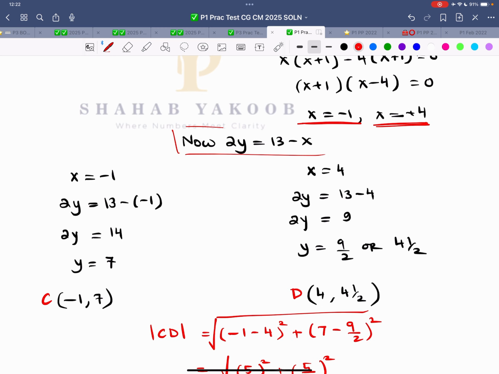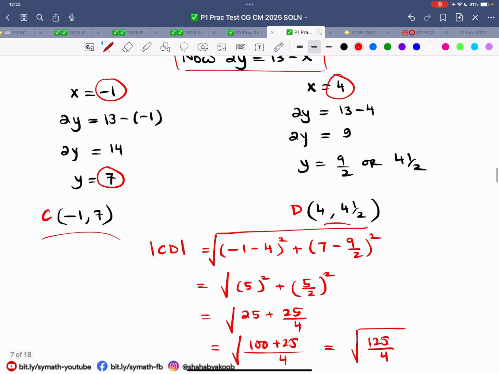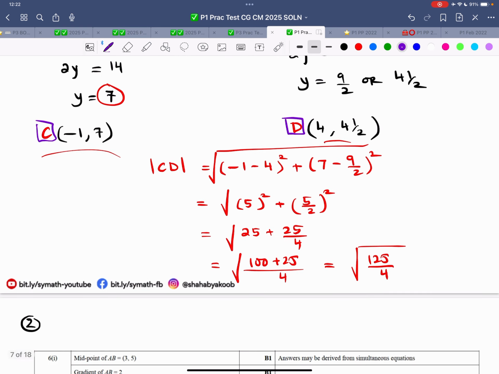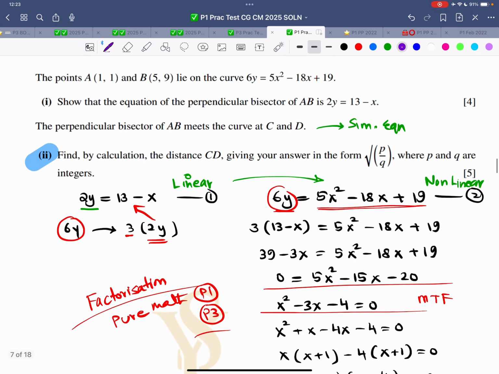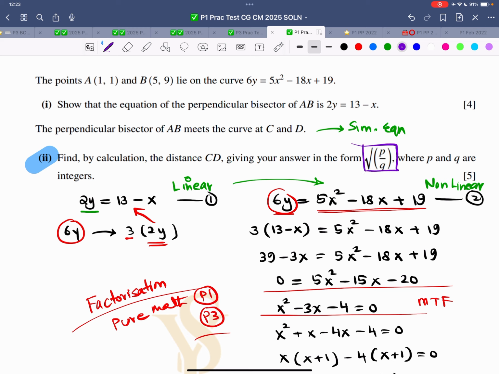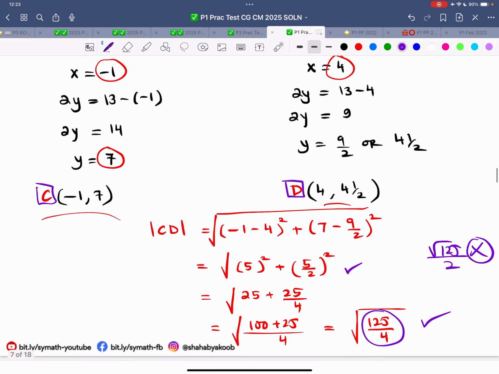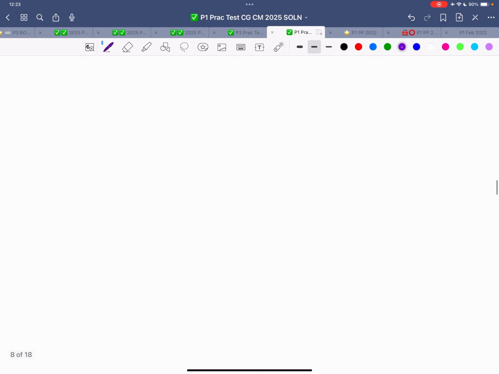Now we have this equation, plug negative 1 over here, we get positive 7. That's one coordinate. Plug 4 over here, we get 4.5. Now it does not specify which one is C, which one is D, so it doesn't make a difference. Now we use the distance formula, we take care of fractions, and this is the answer that we get. So we don't write this thing as root 125 over 2. This is unacceptable. Why? Because they want this format, that is the square root is there and P over Q, they are integers. So second question is also done and dusted.